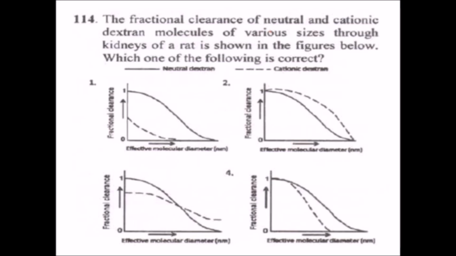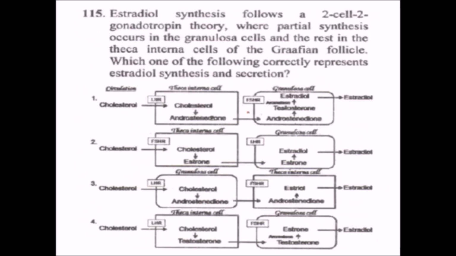So with the increase in the diameter, there will be less interaction between the dextran and the wall. So there will be a decrease in the clearance of the cationic dextran. So figure number 2 justifies the statement. So the answer will be number 2.